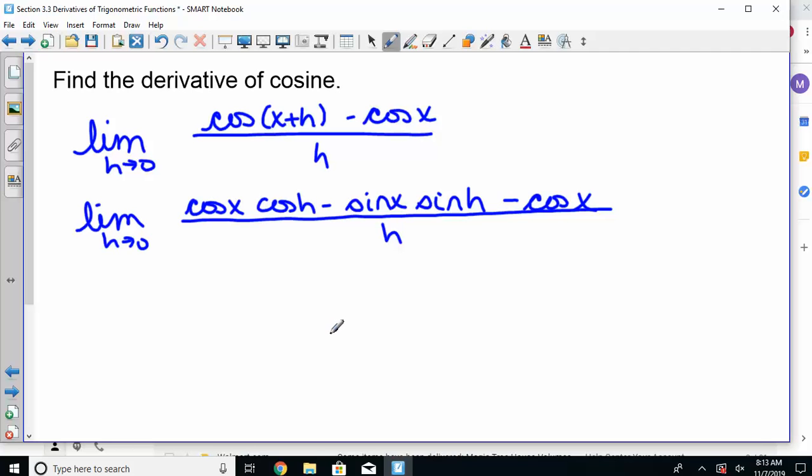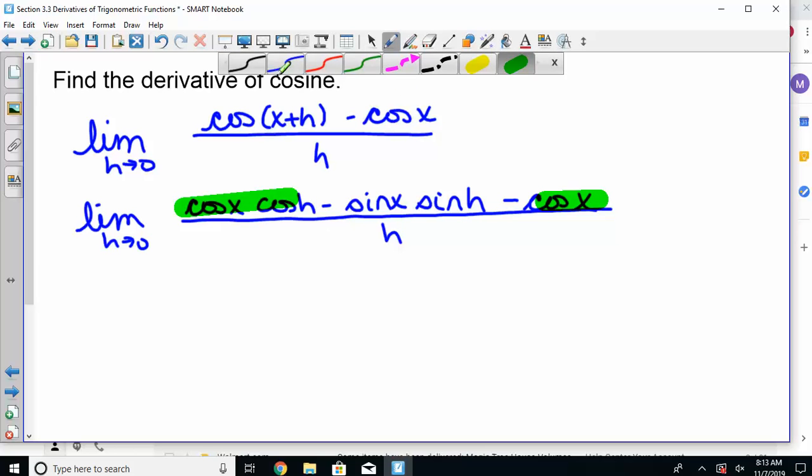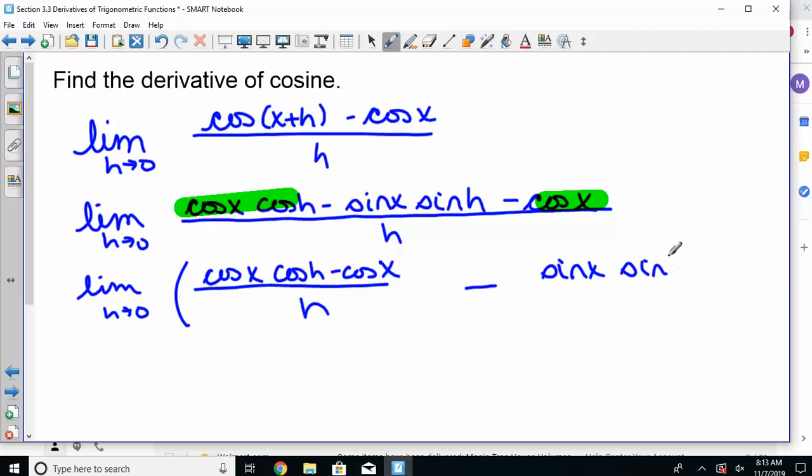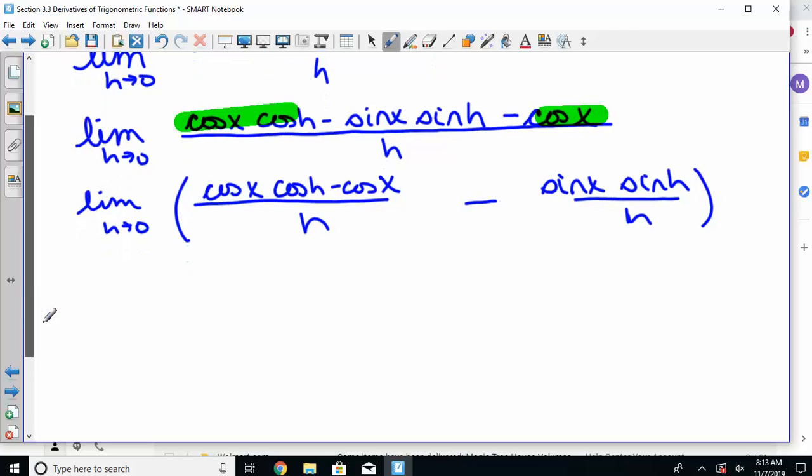So we're going to do something pretty similar to what we did on the last one. If you look, both of these terms have a cosine x in them. So I'm going to rewrite my problem, pulling apart this fraction, and putting those together so we can treat this as cosine x, cosine h, minus cosine x over my h, minus the sine x, sine h over h. So just reordering my terms, pulling apart my fraction.